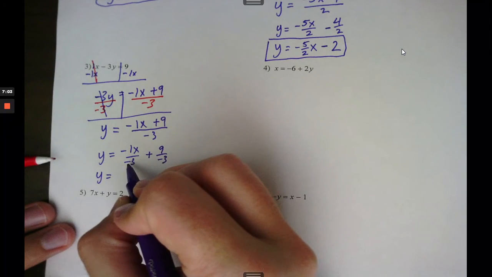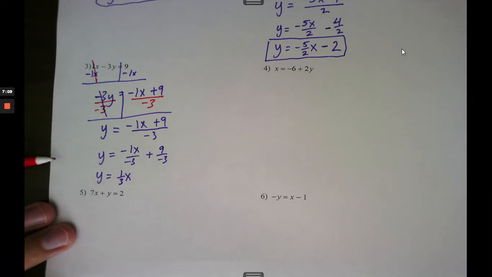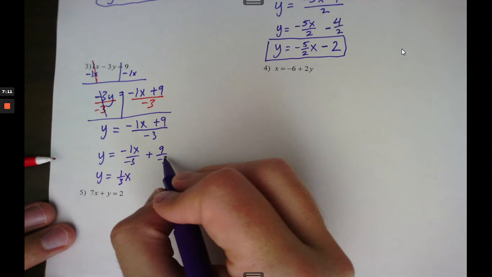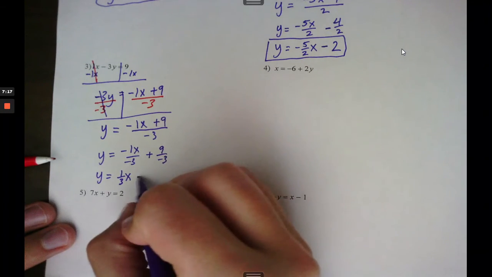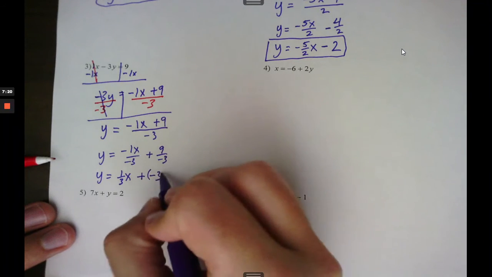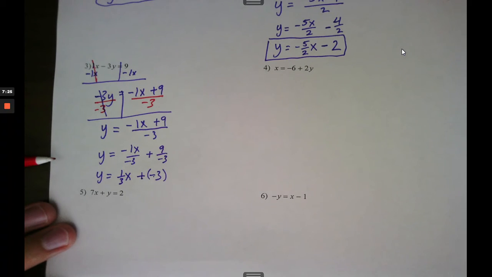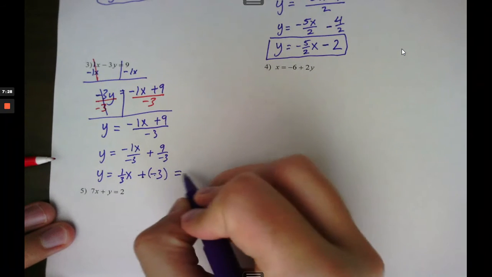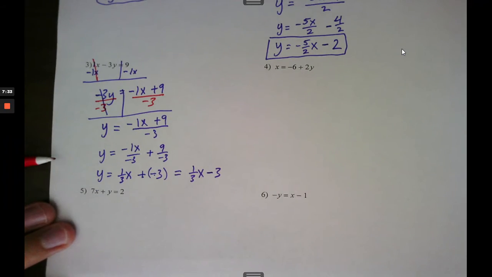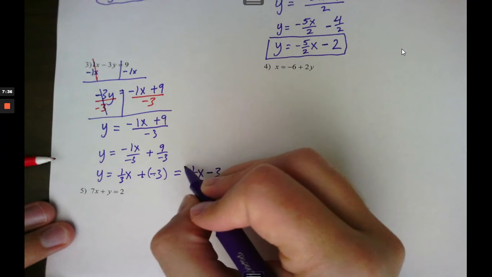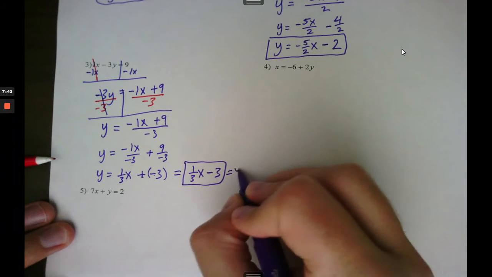Negative divided by negative is going to be a positive. So that's going to be 1/3 x. And then here I have 9 divided by negative 3, which is going to be negative 3, but I'm adding a negative. Okay, so I'll write that plus negative 3. And you can put parentheses around it if you want to. Which then, adding a negative is the same thing as subtracting. Okay, so final answer would be 1/3 x minus 3. Okay, that's what y equals.